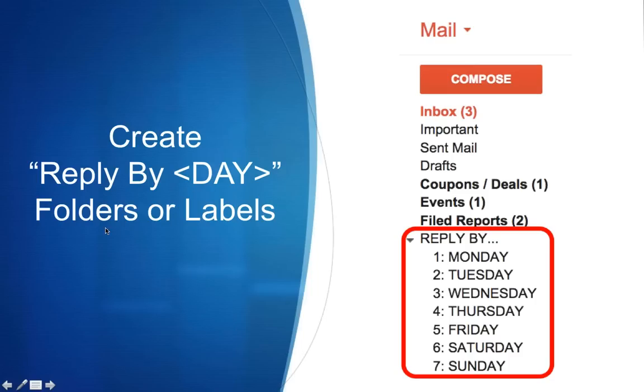creating a reply by day folder or label. Here's what I mean by reply by. In Gmail, you can use something called nested labels. So here is one label called reply by. You see how there's a Monday, Tuesday, Wednesday, Thursday, Friday, Saturday, Sunday. Here's what this means. Some of these emails in my inbox I might not be able to reply to right away. I might not be able to reply to this person until Monday or until Wednesday, when I have more information.